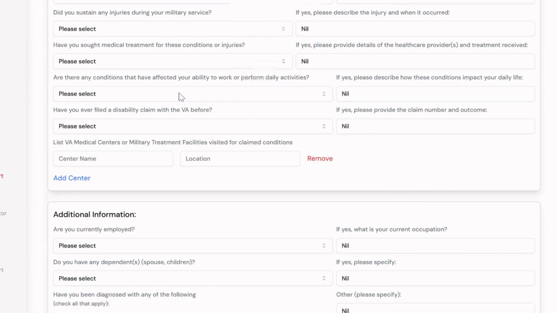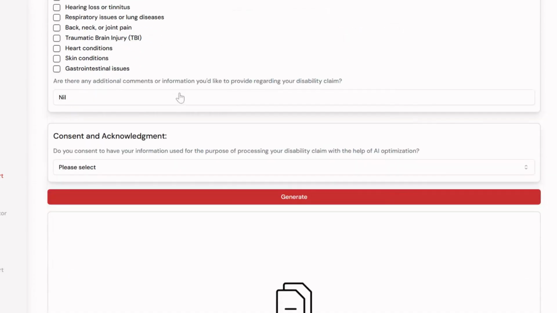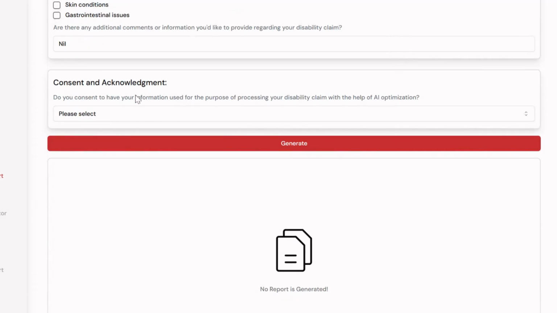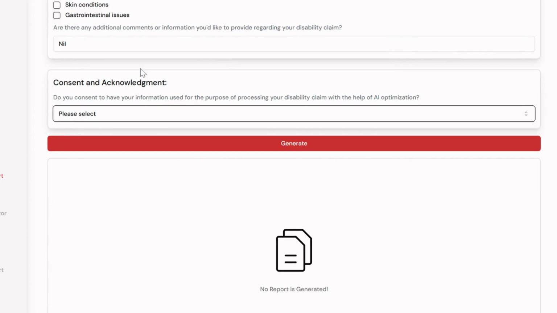The additional information section covers current employment status, dependents, and specific diagnoses. These details help create a complete picture of your situation and needs. Finally, you'll need to provide consent for AI-assisted processing of your claim. This helps streamline the evaluation process while maintaining the security of your information.